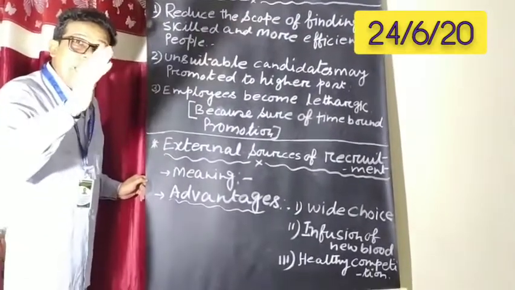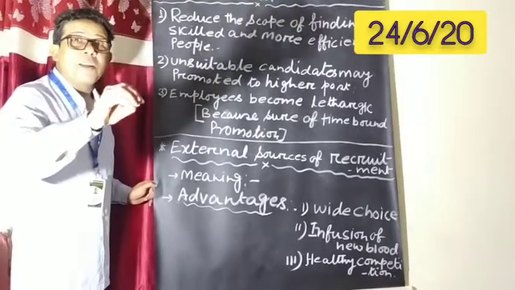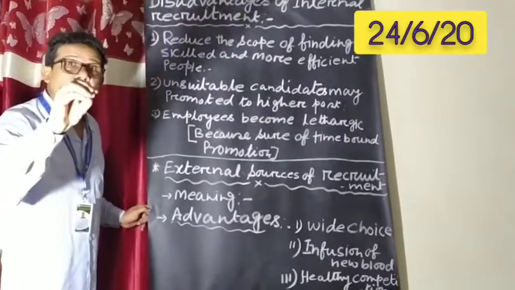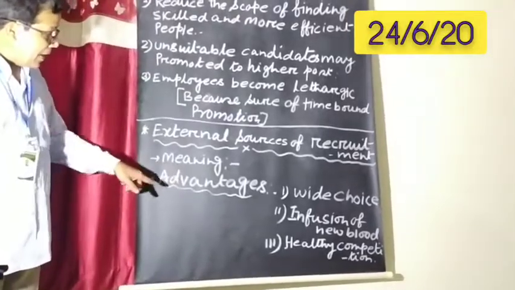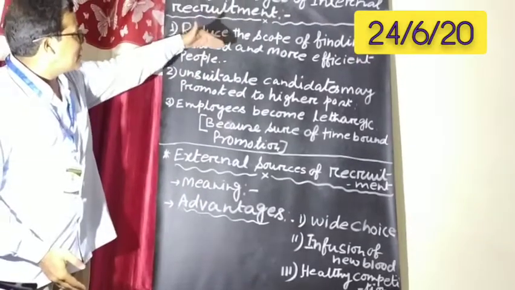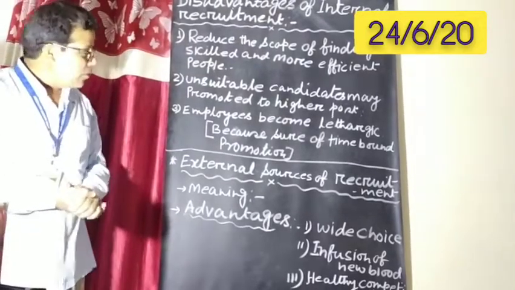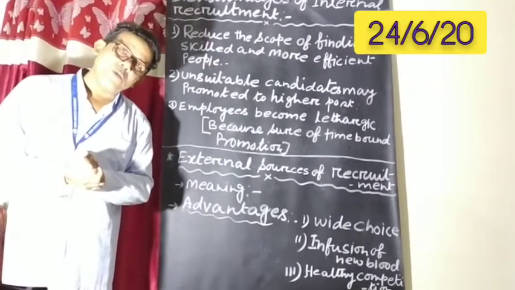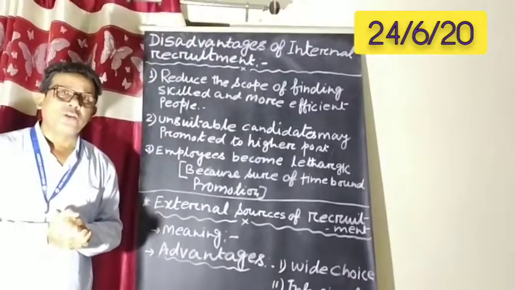That means anyone from outside the organization can apply for a particular vacancy. They are called external sources of recruitment. You know the meaning of external: outside. Okay? Now I'm coming to the advantages of external sources of recruitment. If you know the disadvantages of internal sources, then by comparing with that, you will be able to find out the advantages, or merits, of external sources of recruitment.